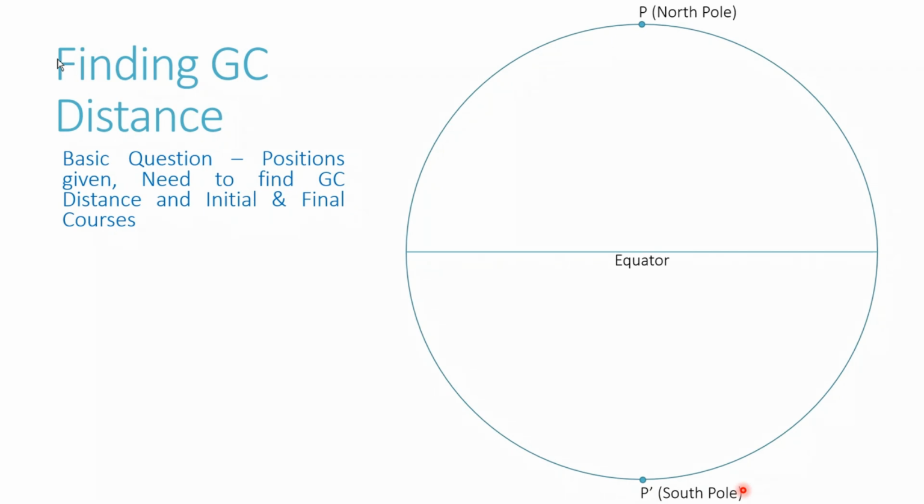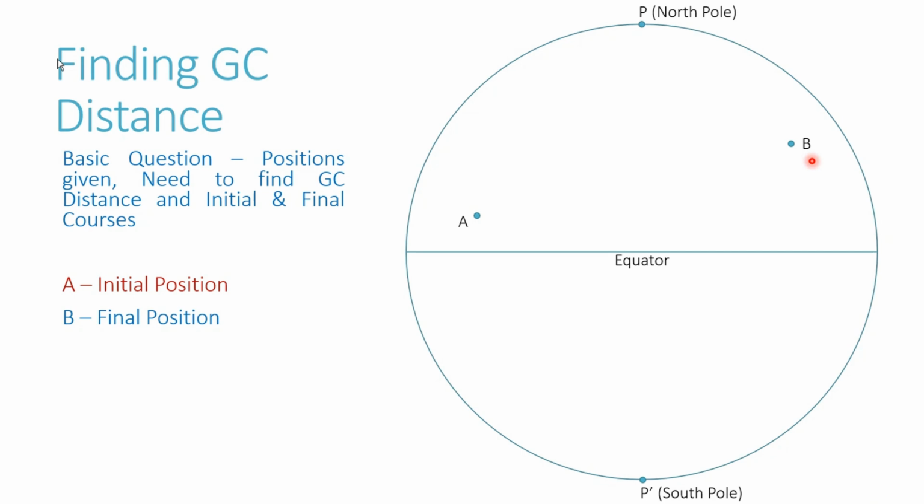Let's now plot our initial and final positions. These positions are given to us in the question. Let's assume that the initial position of the ship was at this particular location. Let's name it as A. So A is our initial position. Let's mark the final position also. Let's assume that the final position of the ship, or the destination, is here. Let's name that final position as B. B is the final position or the destination where we want to reach.